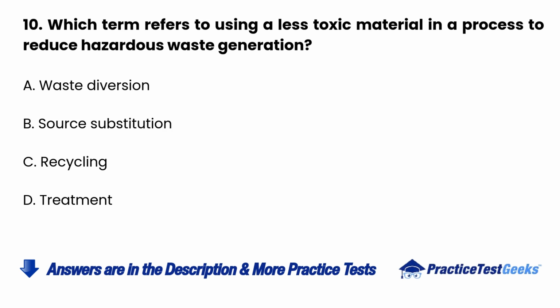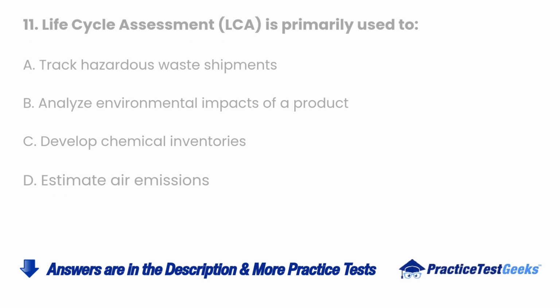10. Which term refers to using a less toxic material in a process to reduce hazardous waste generation? A. Waste diversion. B. Source substitution. C. Recycling. D. Treatment. 11.